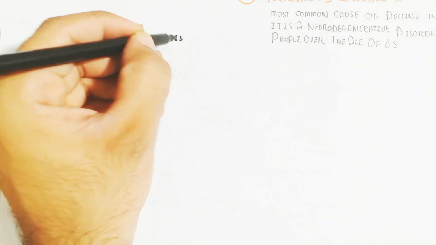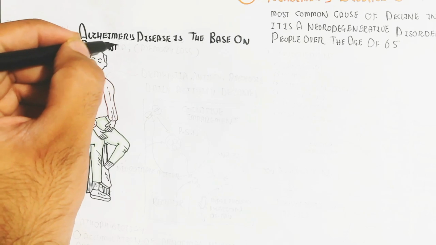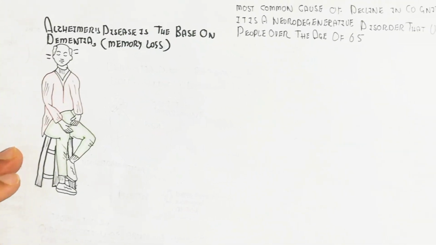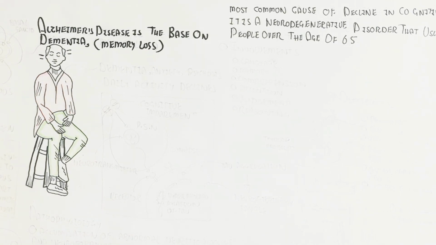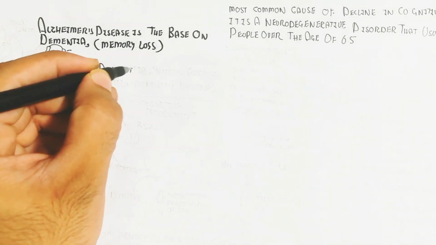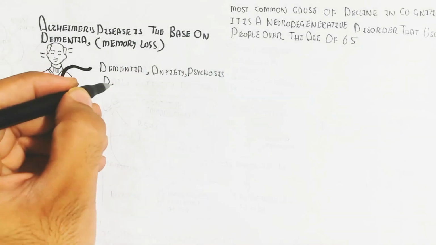But what is dementia? Dementia is memory loss. If you want to watch the dementia video, you can search for Muhammad Umar Farooq in the YouTube search bar. The features are anxiety, psychosis, and decline in daily activity due to Alzheimer disease.